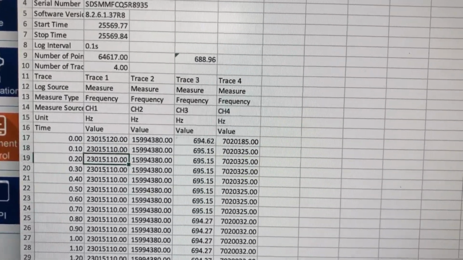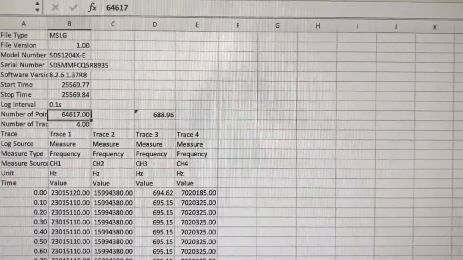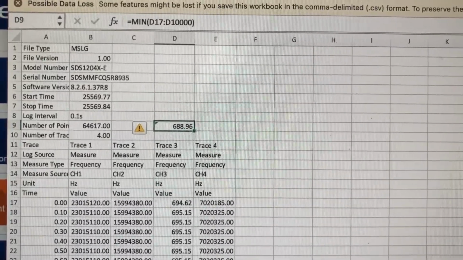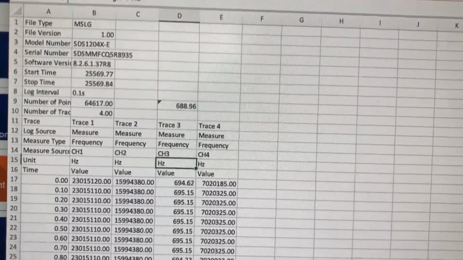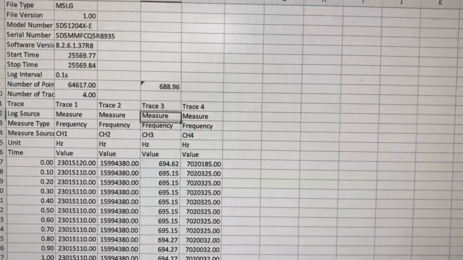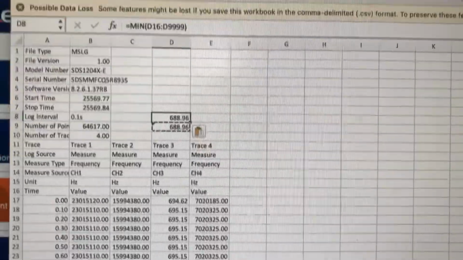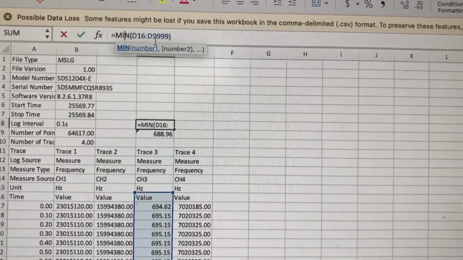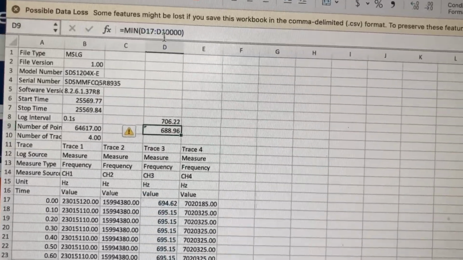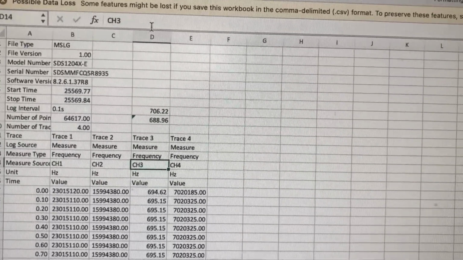And it's interesting, it appears that the resolution here is about 10 hertz. But I added a formula up here to find as low as we went. And the lowest we went was 688.96. And so compared to our, well, actually, let's also look at what the maximum was. So if we change this to give us the max. Okay, so our highest was 706, and our lowest was 688.96.